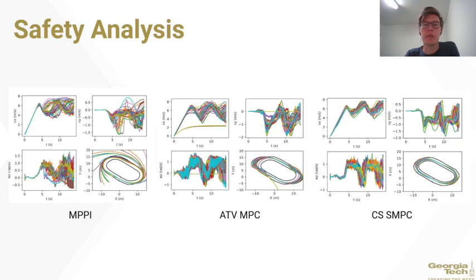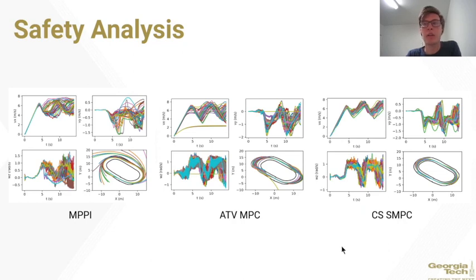Hi everyone, we are going to talk about our work on safe, high-performance autonomous driving using stochastic model predictive control. First we'll present the results of our method. We're using covariance steering stochastic MPC, which is shown on the right here, and we compare it with two other state-of-the-art optimal control formulations. This is for the AutoRally platform, and we conduct 50 Monte Carlo simulations where the car is subjected to a random disturbance.